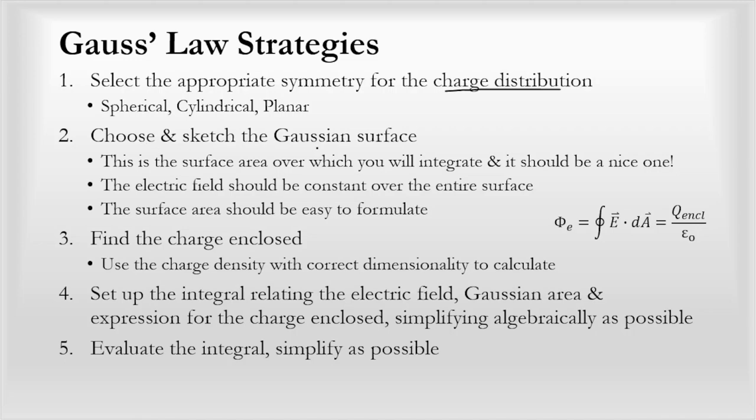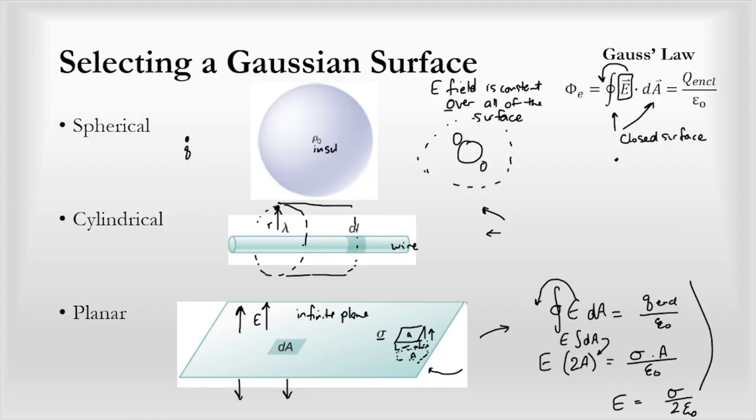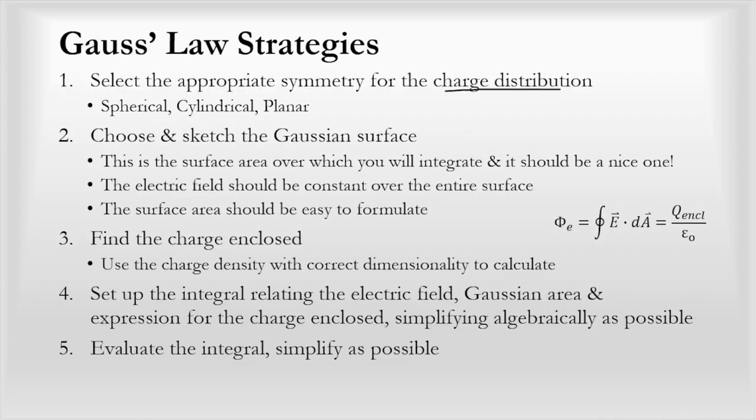It says choose and sketch the Gaussian surface. So that's something that you noticed I did on the previous slide here. I drew my Gaussian surface here for the planar. That was my Gaussian surface. I have an area here and an area here. That's my Gaussian surface. The Gaussian surface for this one would be a sphere just around this charge distribution.